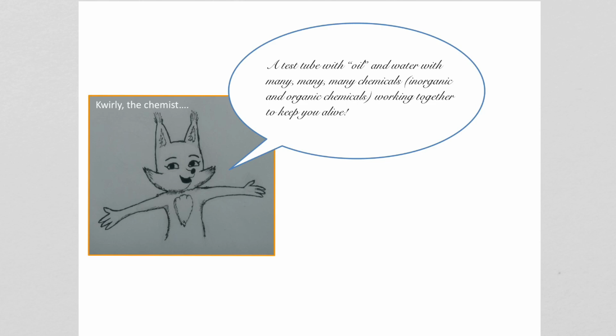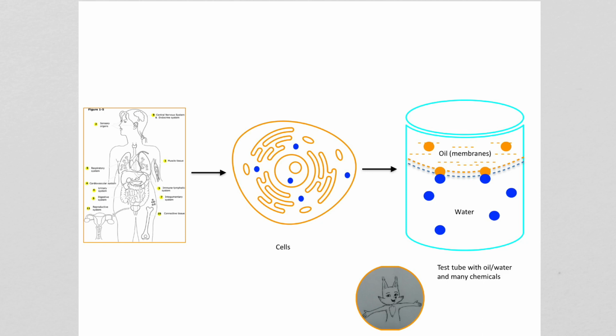Now, if you asked Cooley the chemist, who are you? What is the human body? Then the answer is basically a test tube with an oil part and a water part. And in this oil and water are many chemicals, including various inorganic and organic chemicals working together to keep you alive. From the chemistry perspective, the human body, as you know, is made up of cells, but a cell is basically like a test tube with a water phase and an oil phase, and there are all kinds of chemicals in this test tube.